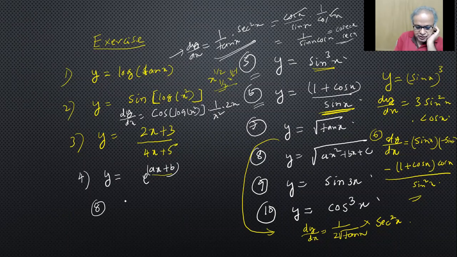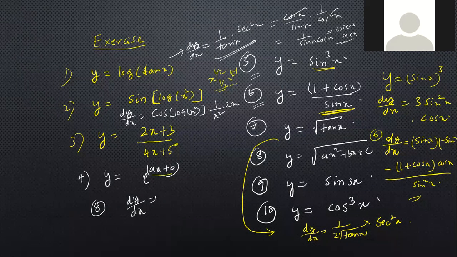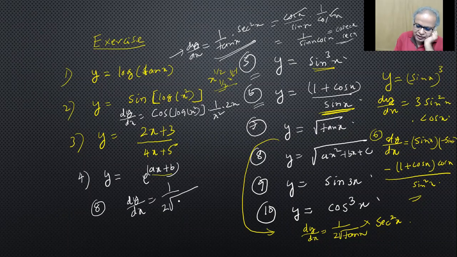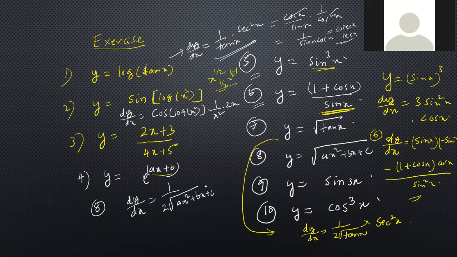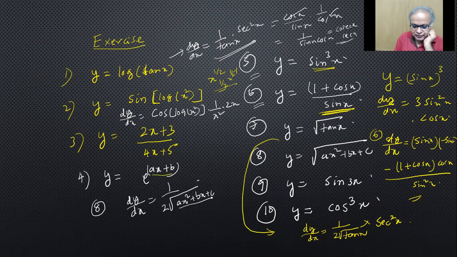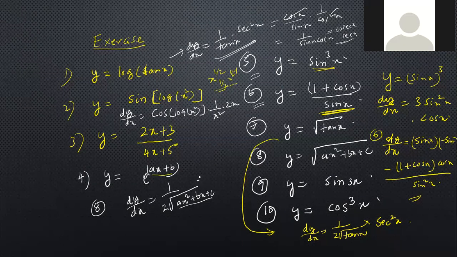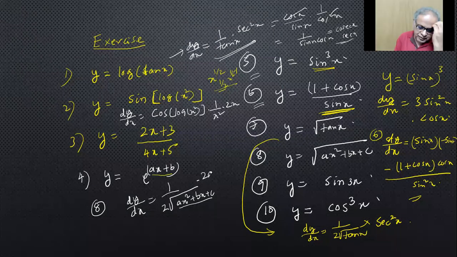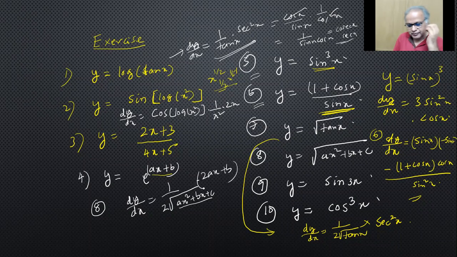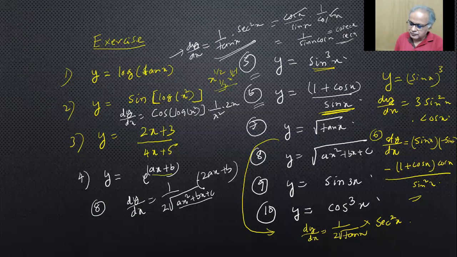So dy by dx we can write as 1 by 2 root of ax square plus bx plus c, into the derivative of the inside one, which is 2ax plus b. There, 2ax into a plus b. Since x is 1, c is 0. Over. So I think you got the hold of it now. Good.